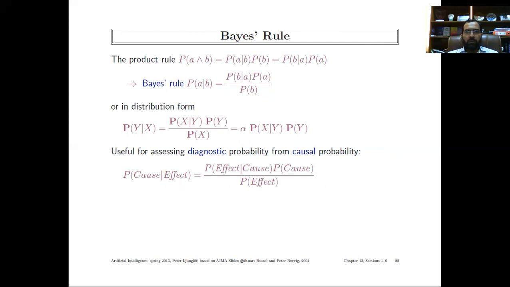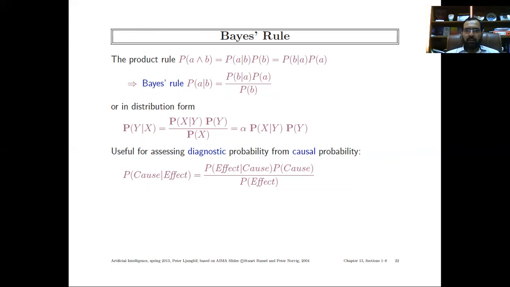And if you want to represent it in the form of a distribution, then you can take capital Y and capital X as your random variables. So probability of Y given X is equal to probability of X given Y multiplied by probability of Y divided by probability of X, which is alpha times probability of X given Y times P(Y), where alpha is a constant. This is useful for assessing diagnostic probability from causal probability.